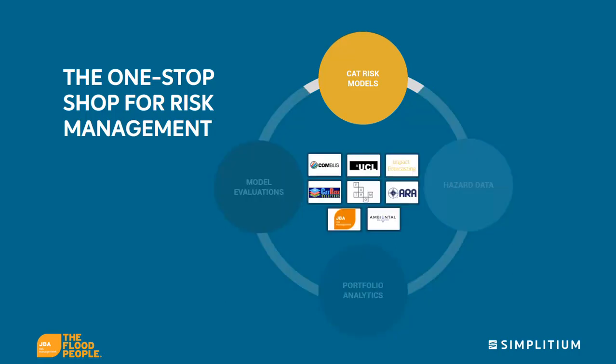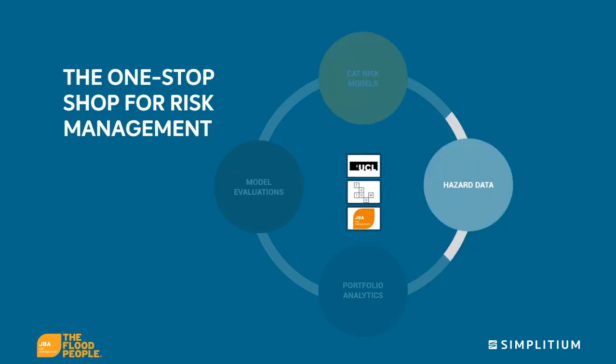So on the cat model front, we have multiple vendors available on our system today, and so you can see those here on the screen. JBA, of course, one of our key model vendors. We are also distributing hazard data, so we have data from JBA again, and UCL Fathom right now.